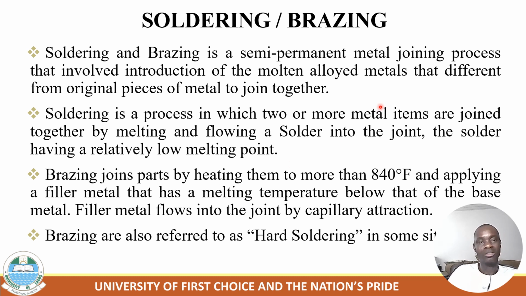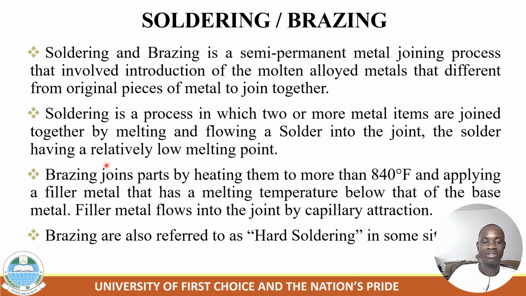So we've talked about welding. Let us talk about soldering and brazing. Soldering and brazing is a semi-permanent metal joining process, whereby welding is a permanent metal joining process. Soldering and brazing is a semi-permanent metal joining method that involves the introduction of multi-alloy metals that are different from the original pieces of metal to join them together. So soldering is a process in which two or more metal items are joined together by melting and flowing a solder into the joint.